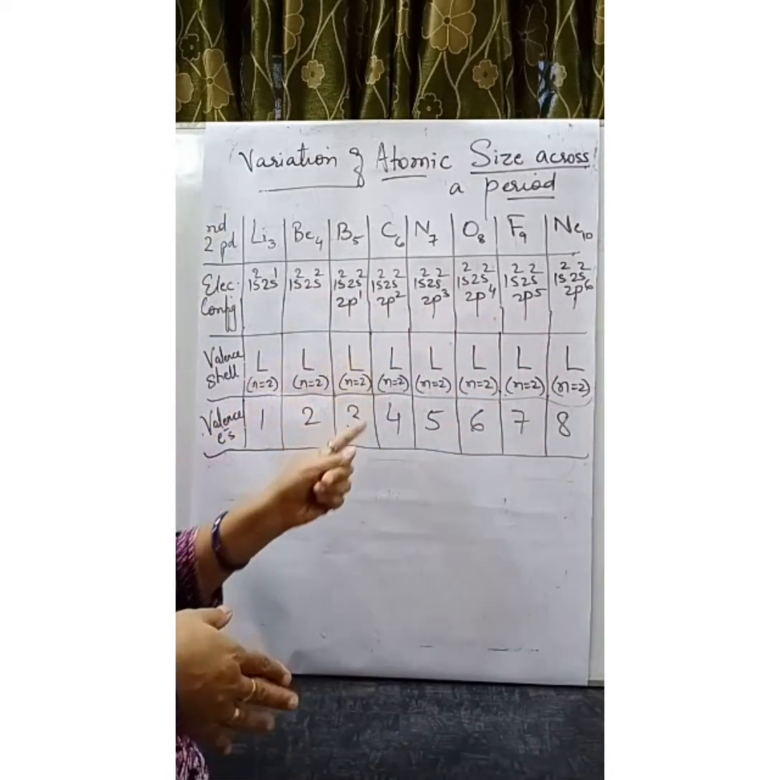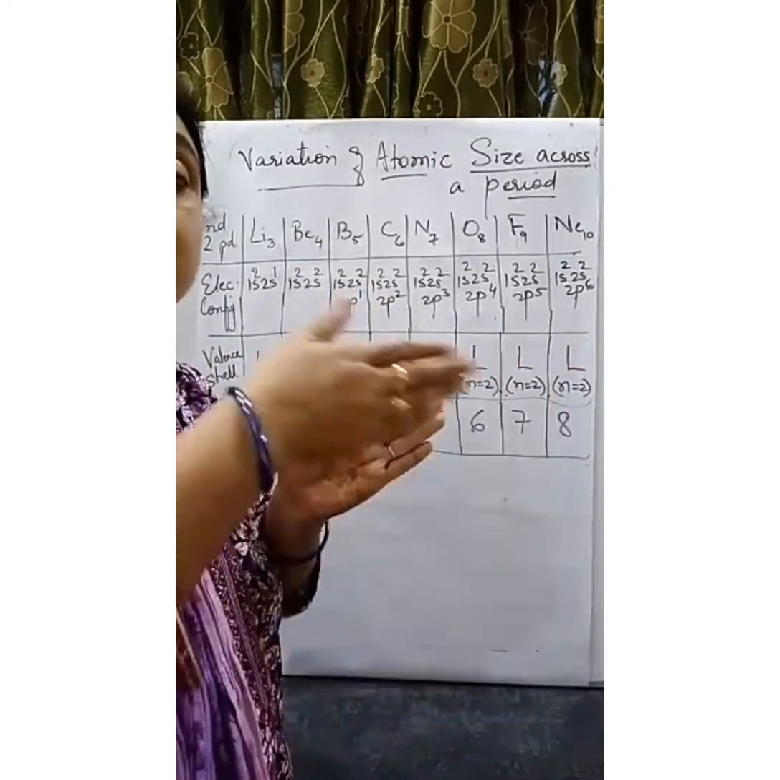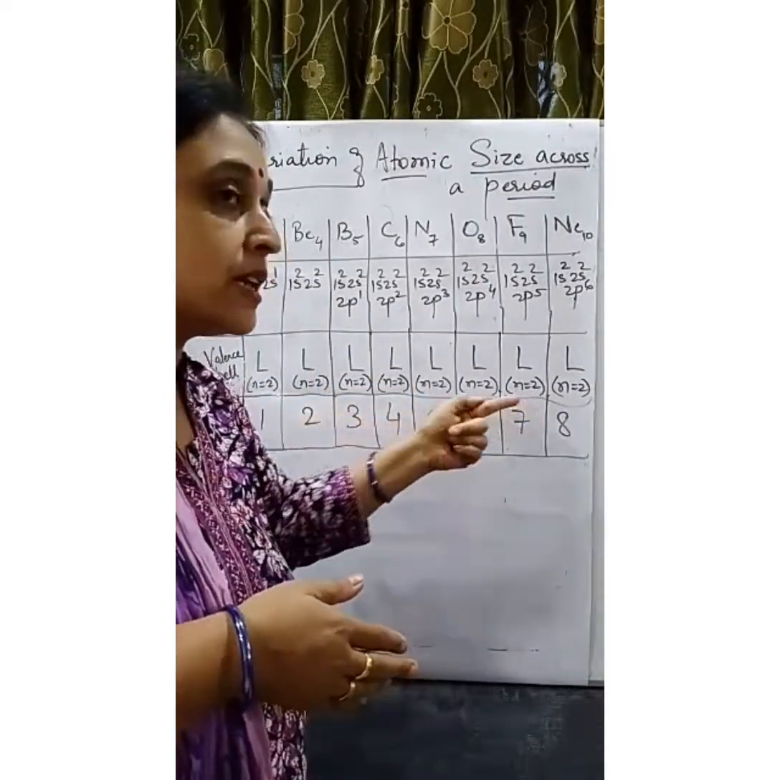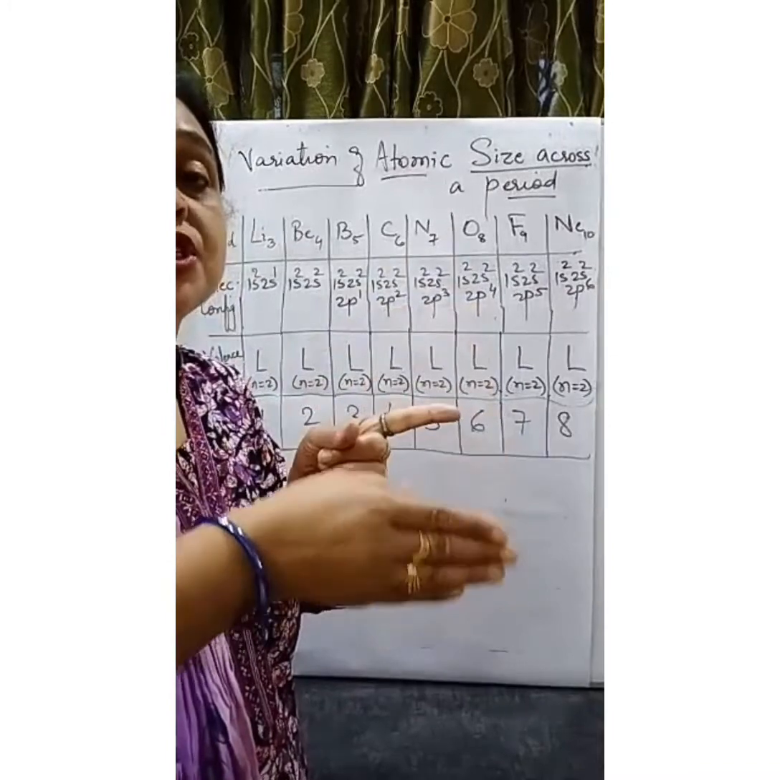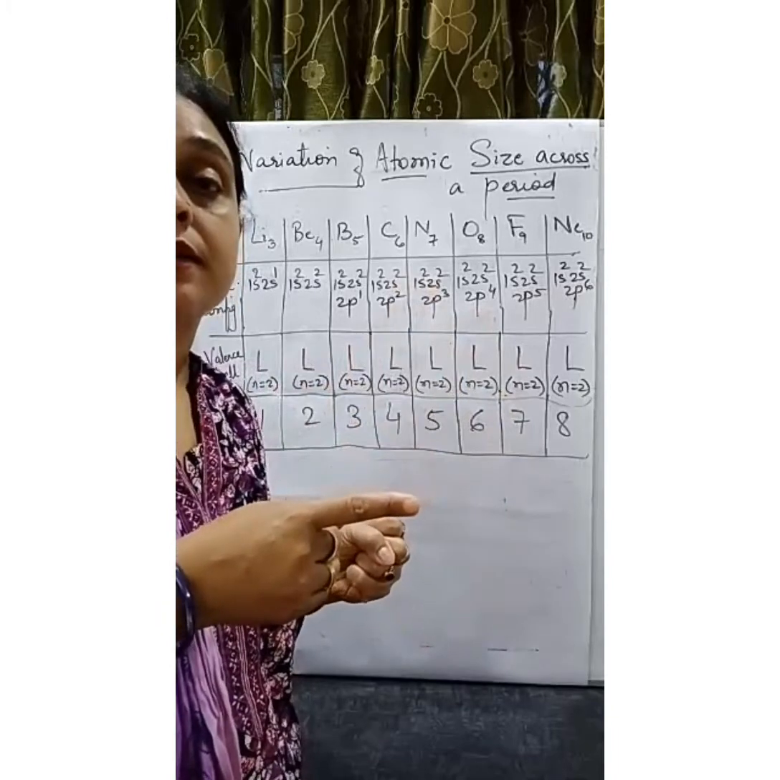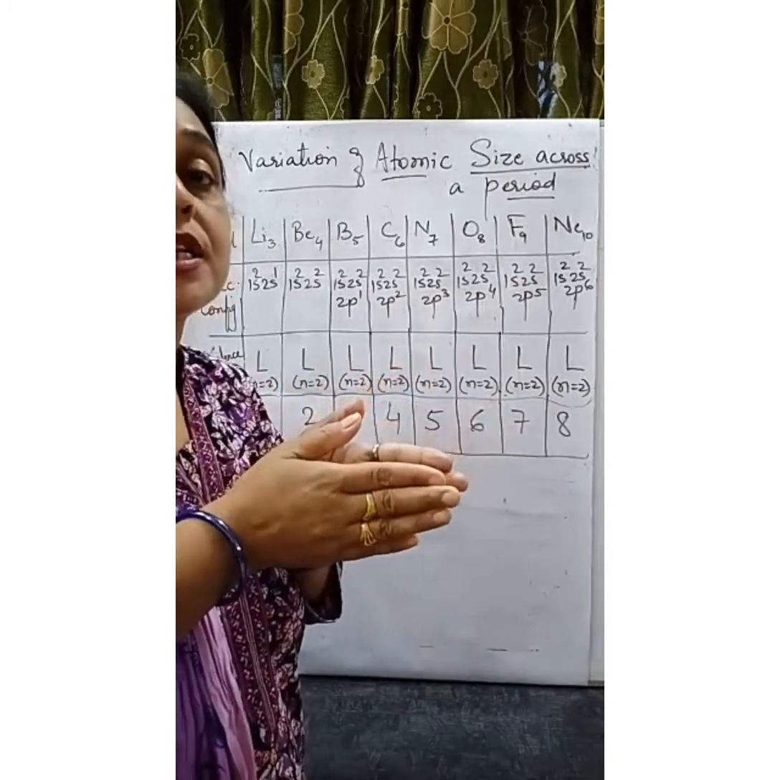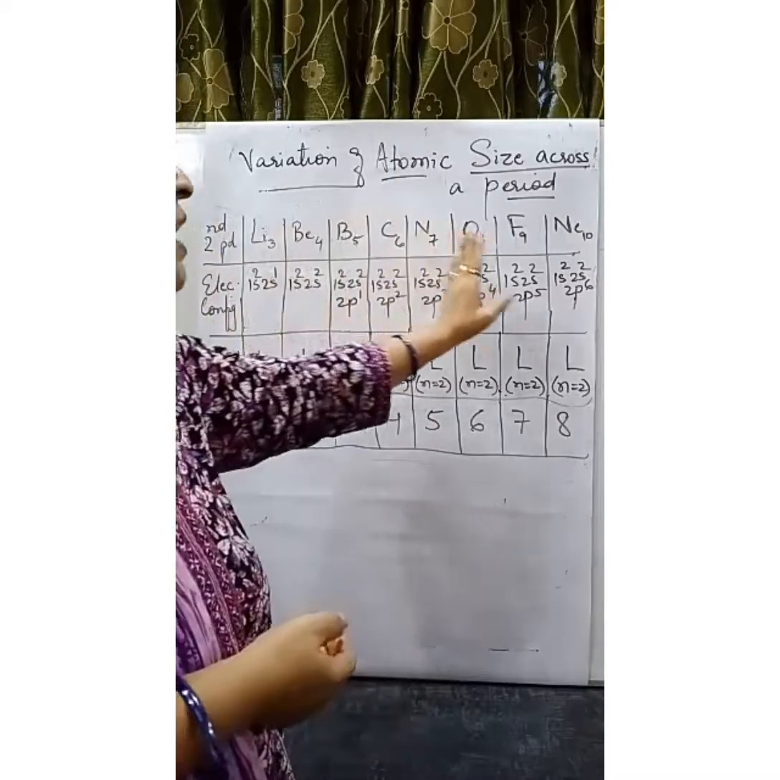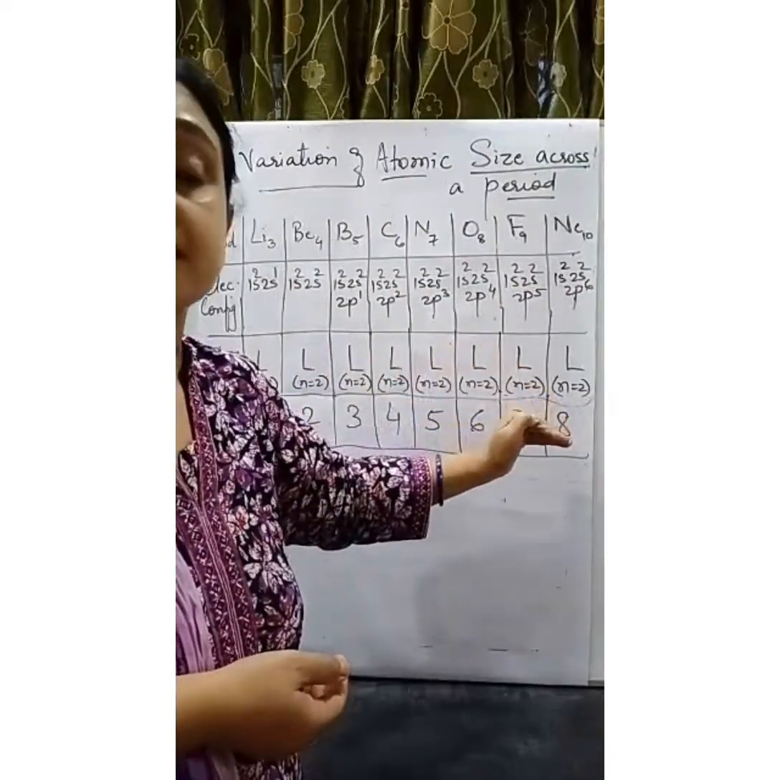That means L shell. So as the atomic number is increasing across a period, every time the electron is added into the same shell, the number of valence electrons is increasing, but the distance between the nucleus and the outermost shell is constant. As a result, the nucleus is able to attract the outer electrons strongly, resulting in contraction in size of the atom. So we can say, as we move from left to right in a period, atomic size decreases.